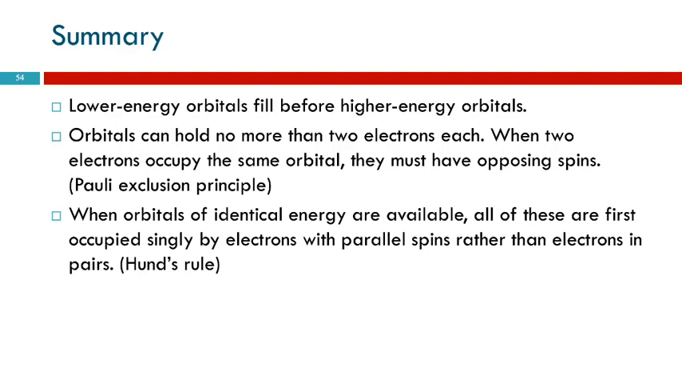So in summary, lower energy orbitals fill before higher ones. Orbitals can hold no more than 2 electrons, and if there are two electrons, they have to have opposite spins. If you have orbitals with the same energy, they're going to be occupied singly first with parallel spins. So the cheap rooms fill up first. You can't have more than two people in a bed. If they do sleep in the same bed, they sleep head to toe. And if you've got multiple beds in a room, people are going to take their own bed and they're going to sleep right side up if they can.